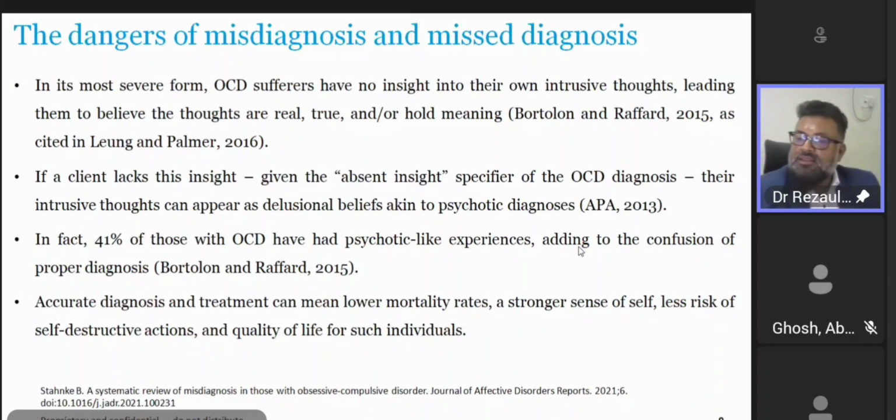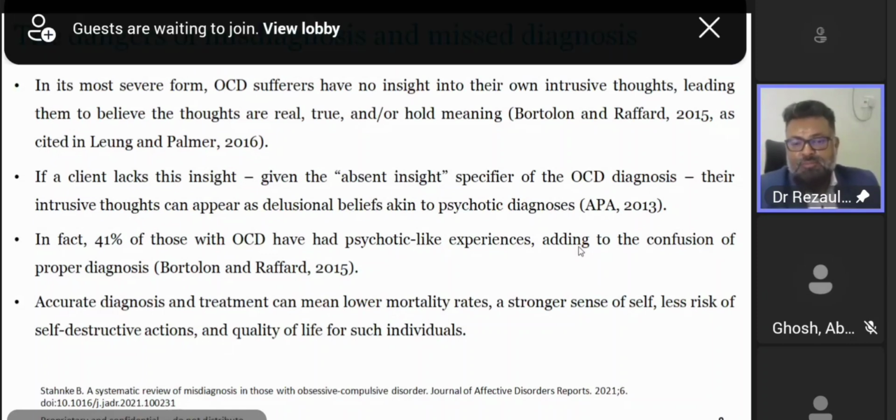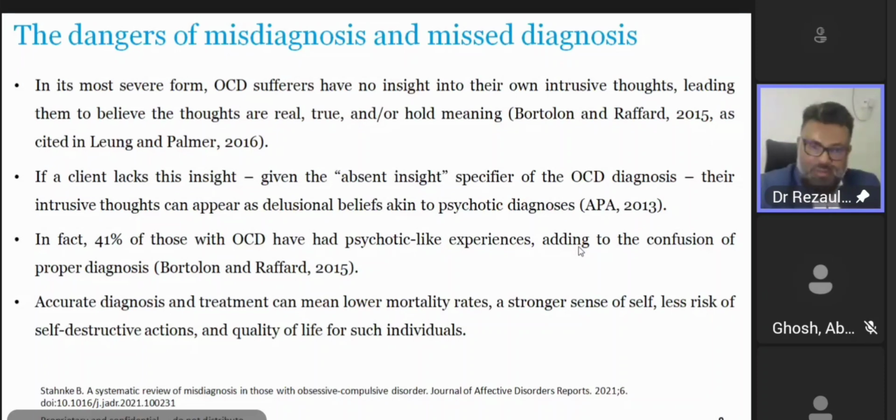As we see, the understanding of OCD has shifted from the anxiety spectrum to OCD and related disorders, and it seems to be going more towards the psychotic spectrum. Accurate diagnosis and treatment can mean lower mortality rates, as suicidality is very high. A strong sense of self, less risk of self-destructive action, and quality of life for such individuals are very important, because the longitudinal history of OCD shows a very repetitive and chronic illness. Sometimes it remains in a quiescent state, and sometimes if the person is subjected to stress, it relapses in a very violent way.